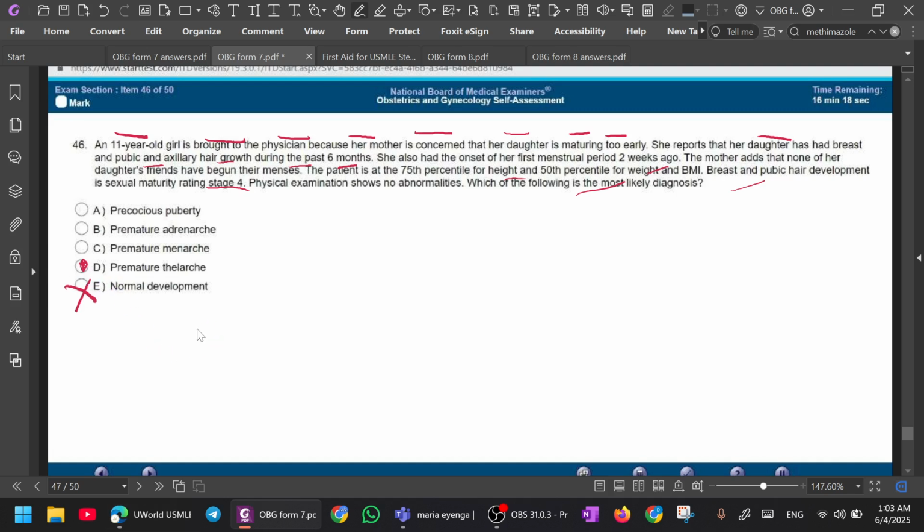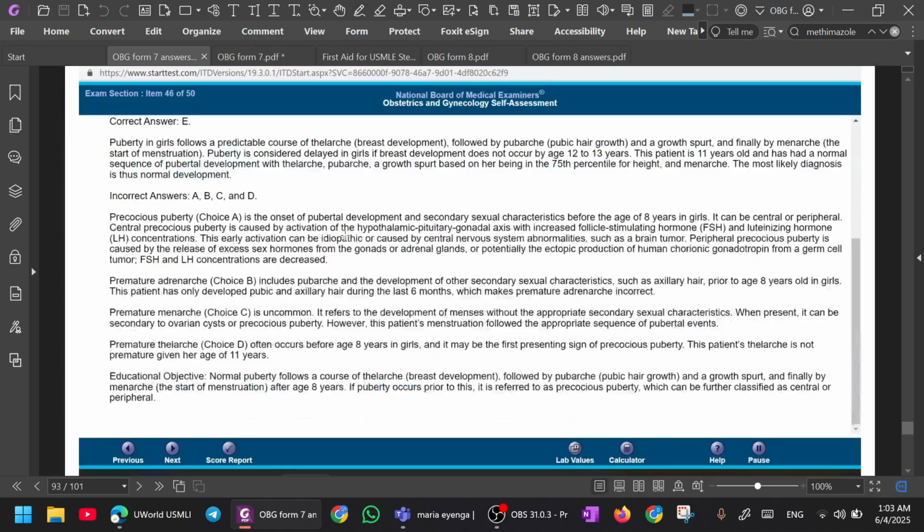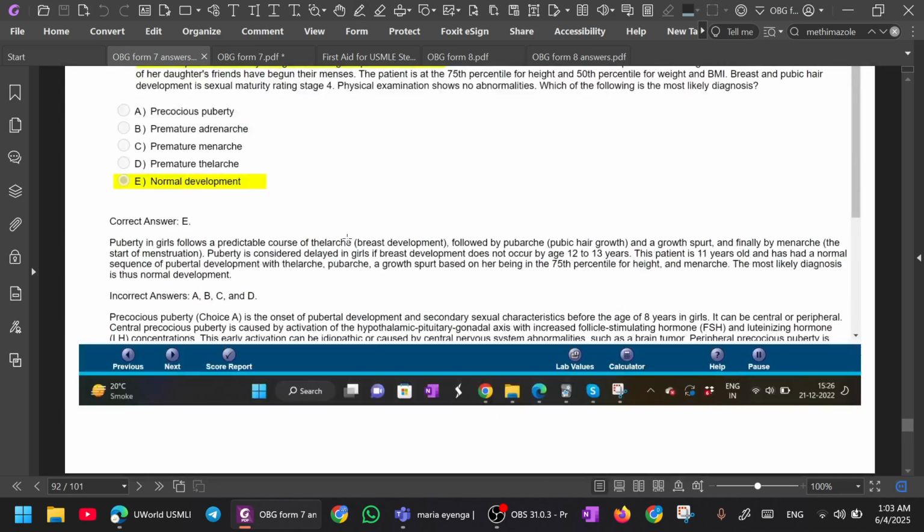Normal development. Puberty in girls follows a predictable course. Thelarche is breast development, followed by pubarche, which is pubic hair growth and growth spurt, and finally by menarche, which is menstruation. Puberty is considered delayed in girls if breast development does not occur by age 12 to 13 years old.